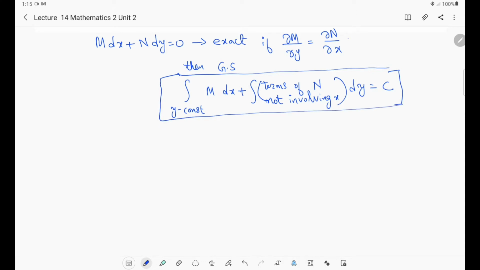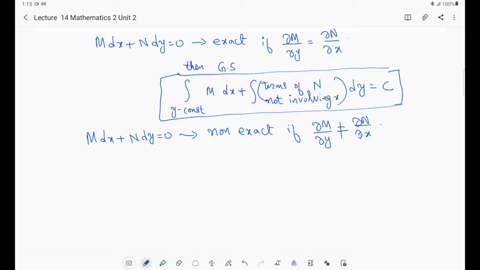This is what we discussed in the 12th lecture, and in the 13th lecture we discussed that if the equation is of the form M dx plus N dy equals 0, where M and N are functions of x and y, it is said to be non-exact if this condition fails, that is ∂M/∂y is not equal to ∂N/∂x. So these are equations reducible to exact, the non-exact differential equations, for which this is true, right?